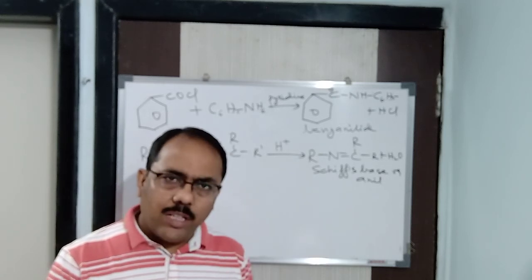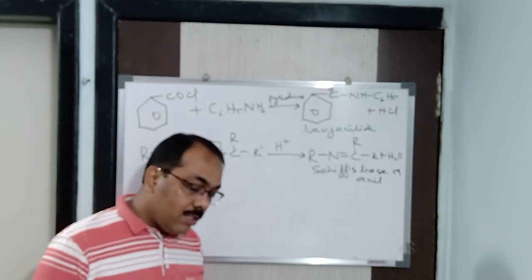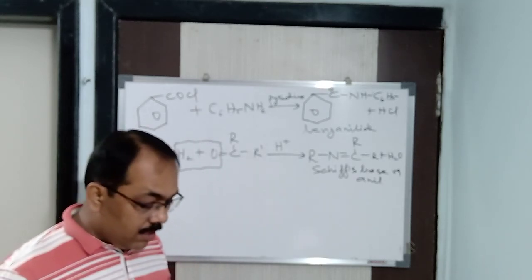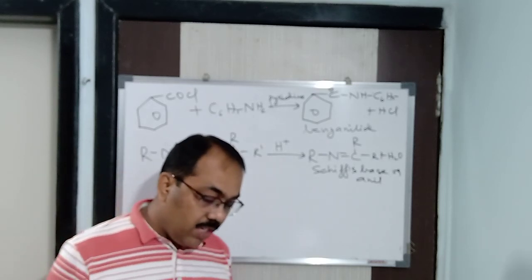If you do it with aldehydes and ketones, then the specific name is going to vary. Of course, it is going to vary. But otherwise, it is known as a Schiff base or anil. Clear?